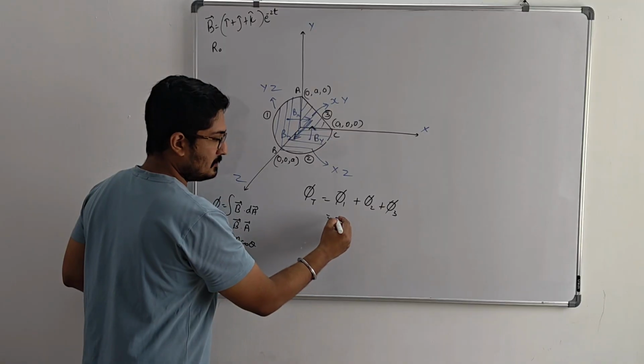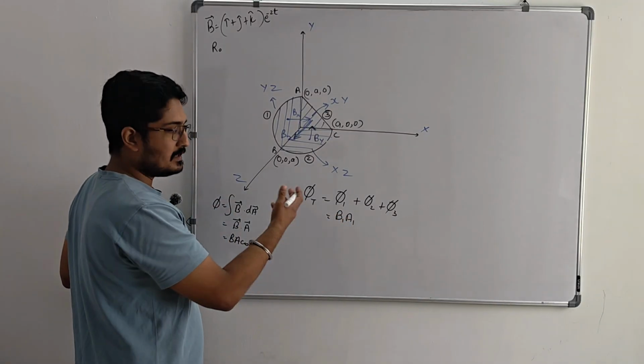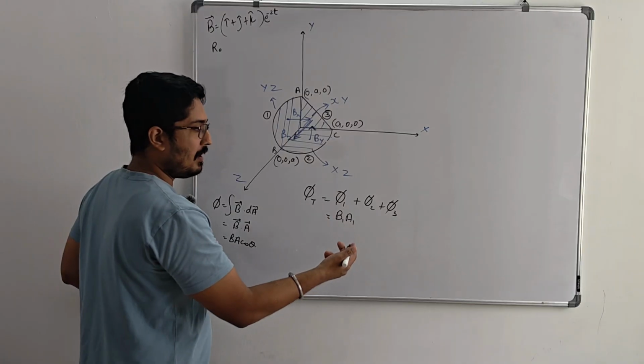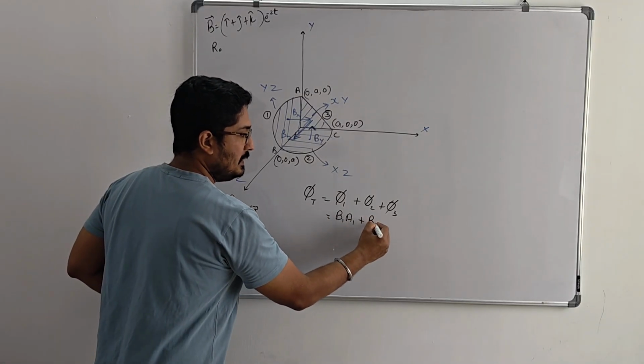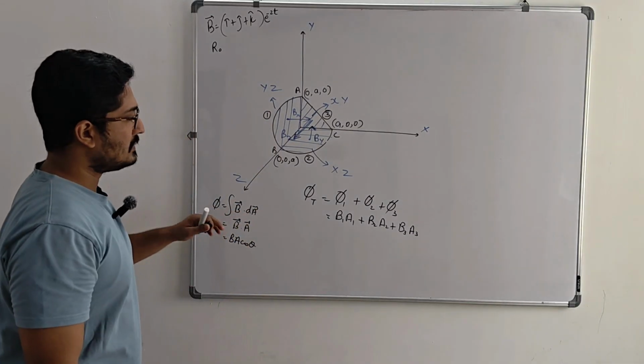So now flux 1 can be written as what? B1 into A1. Cos theta is anyway 1 because, as I told you, the magnetic field and area vectors are parallel to each other. Plus B2 A2 plus B3 A3. That's it. Now you can substitute the values.